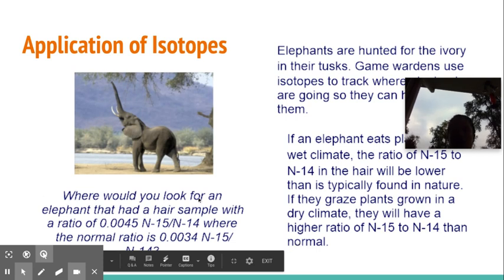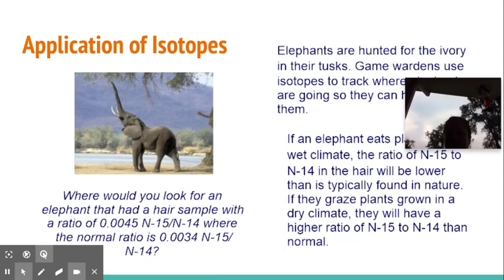So where would you look for an elephant? We're looking for wet or dry, given a hair sample with a ratio of 0.0045 for N15 to N14. But the normal ratio is 0.0034 N15 to N14. So I'm going to give you a little bit of time to think about that.